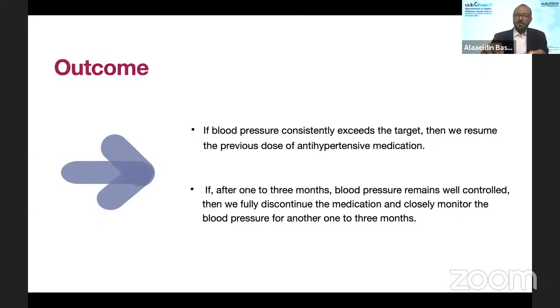So those patients, you will fully discontinue the treatment and you monitor them every couple of months to check whether they have a high blood pressure or not.